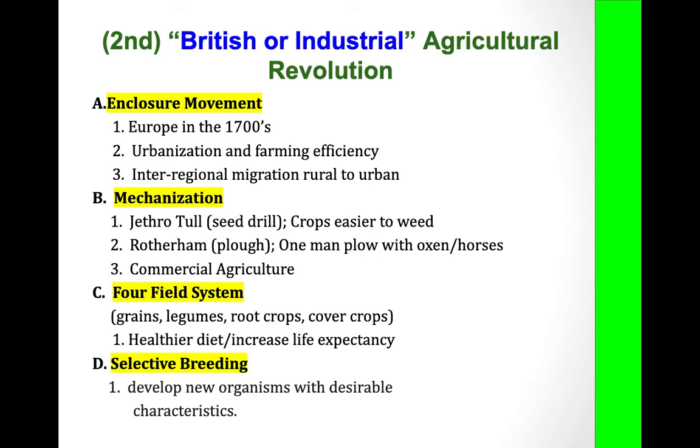You'll see four-field systems where they'll integrate four different crops and rotate them, so the fertility of the soil is maintained. You have a healthier diet, so increased life expectancy, a diverse consumption of vegetables, but also with the rotation of the four-crop field, it created soil that maintained fertility. And then we begin to see selective breeding. Keep in mind when we talk about GMO, selective breeding has been taking place for thousands of years. But now we see selective breeding with taking desirable characteristics of organisms and replicating them.